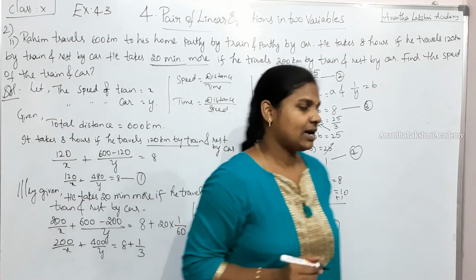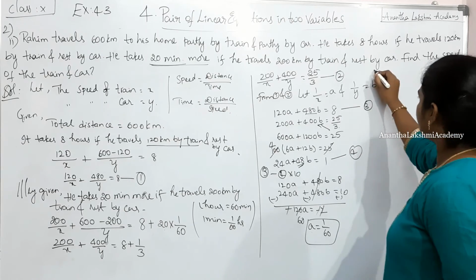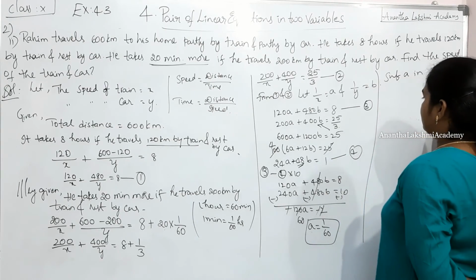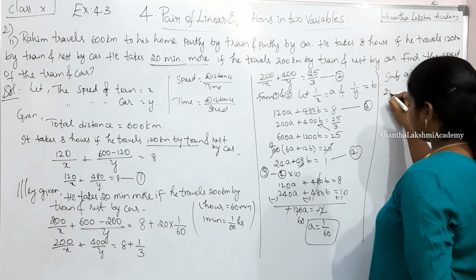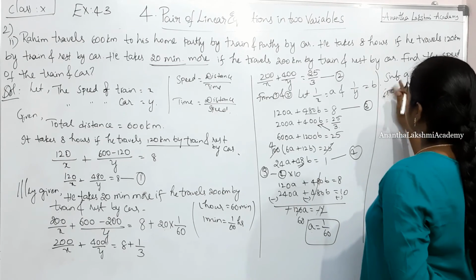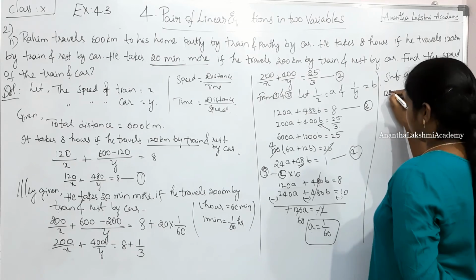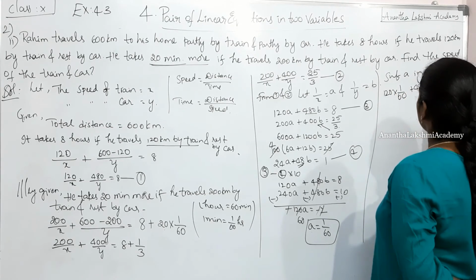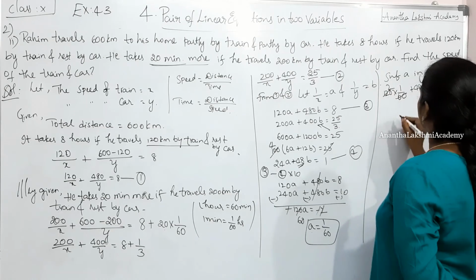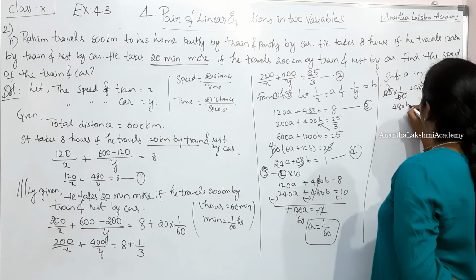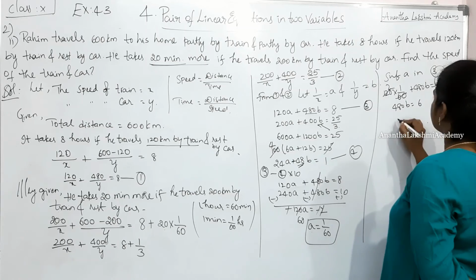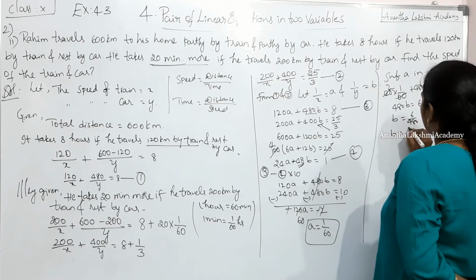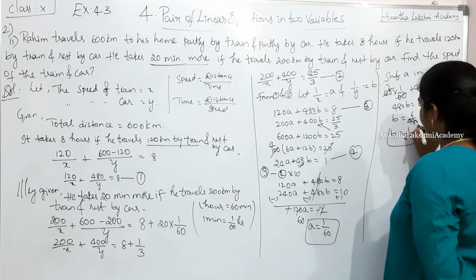Now that we got the value of a, how do we get the value of b? Substituting a in 3. What is a? 1 by 60. So 120 into 1 by 60 plus 480b is equal to 8. 60 2s are 120, that is 2. So 480b is equal to 8 minus 2 is 6. So b is equal to 6 by 480, nothing but 1 by 80.